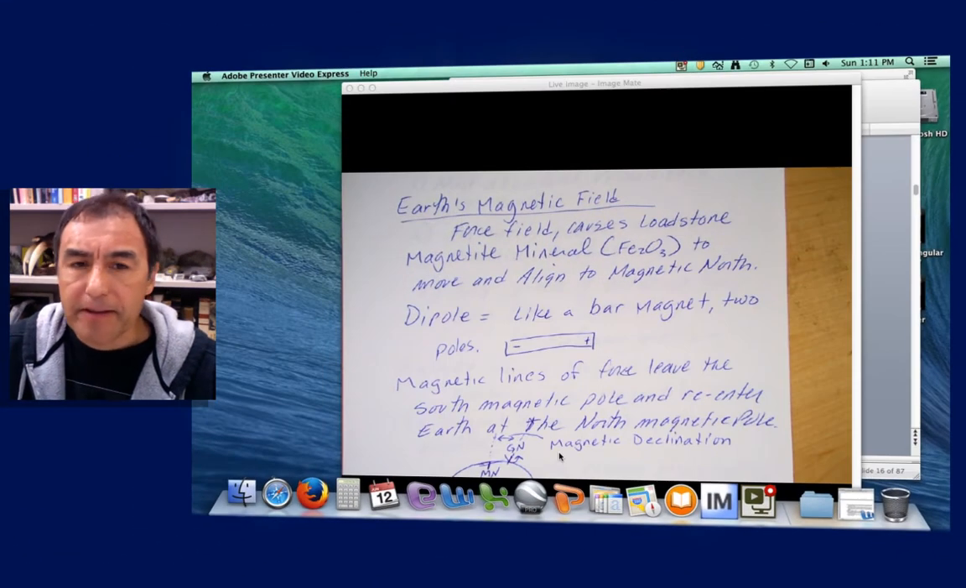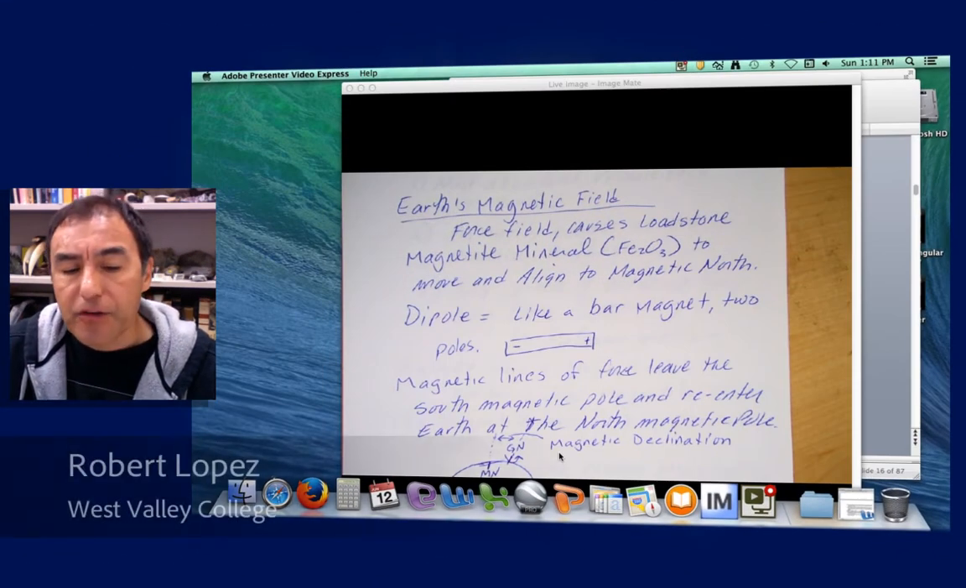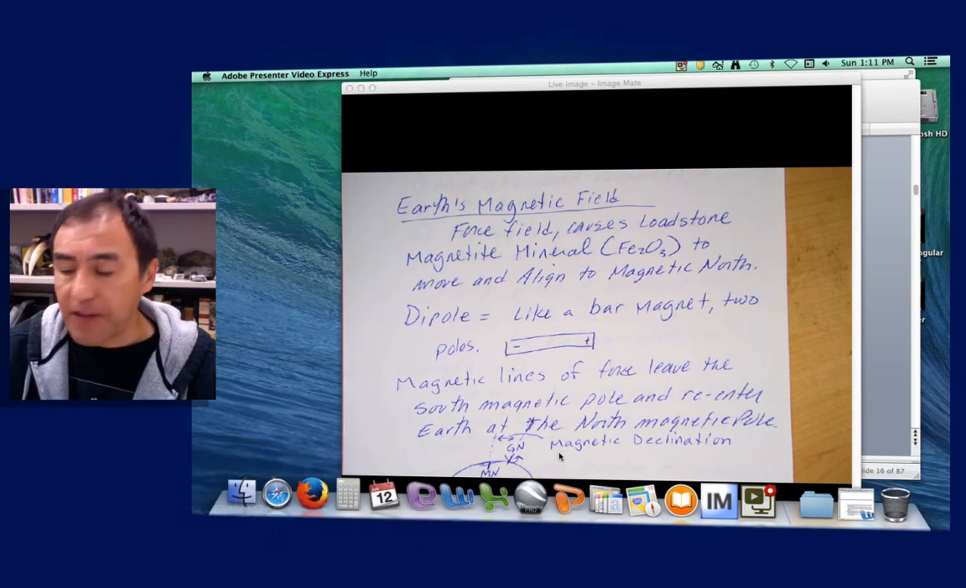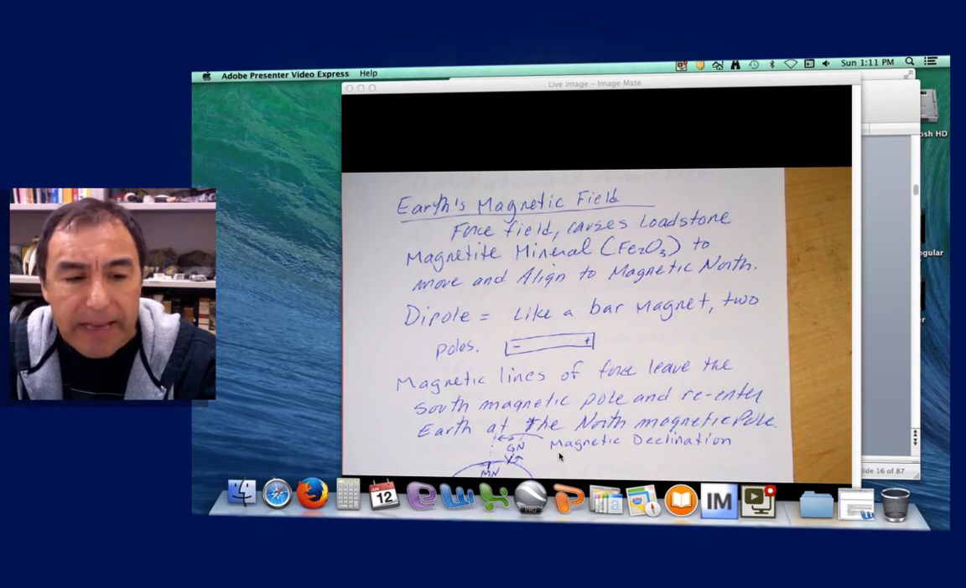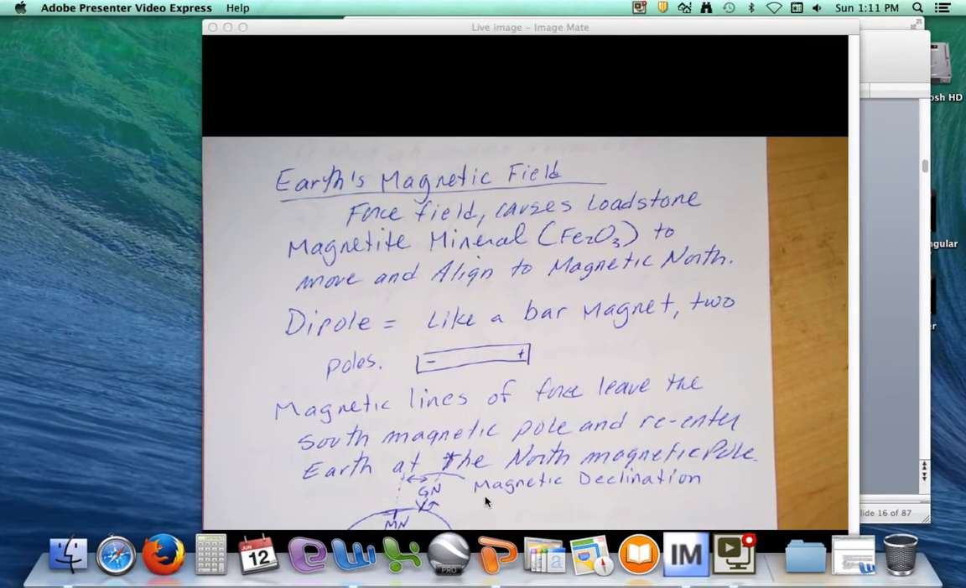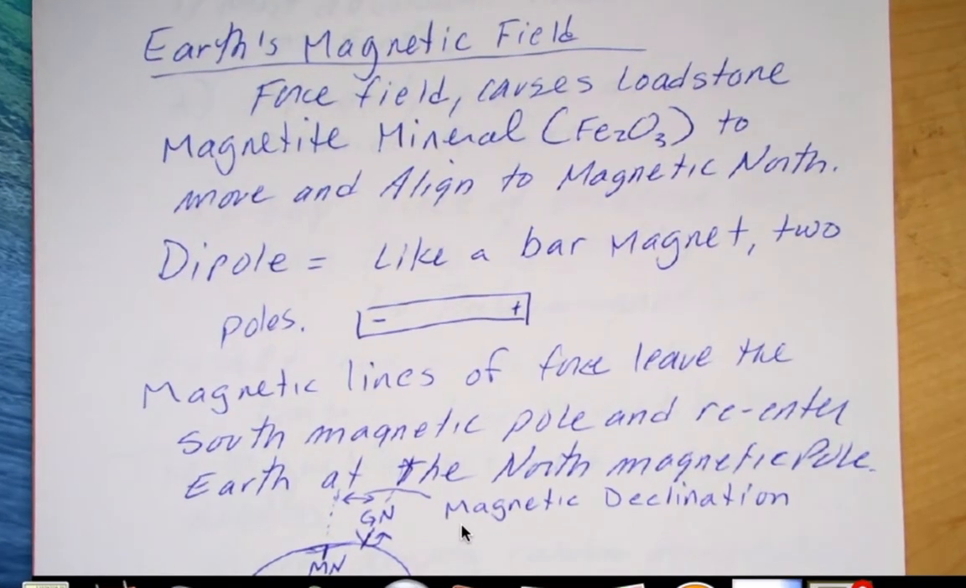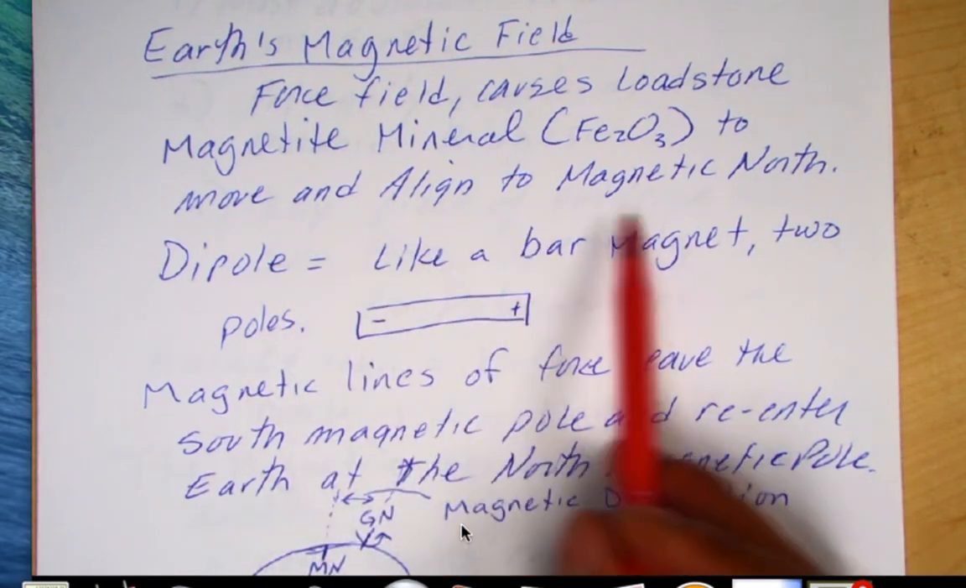I am Robert Lopez, and today I want to continue on with Chapter 2, but start looking at Earth's magnetic field and this idea of paleomagnetism. One of the things we should look at is that Earth's magnetic field is really a force field, and it causes magnetic material like lodestone, which is the mineral magnetite, to move and align to magnetic north.